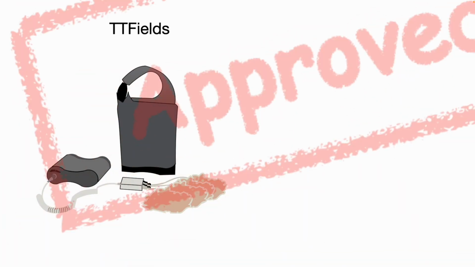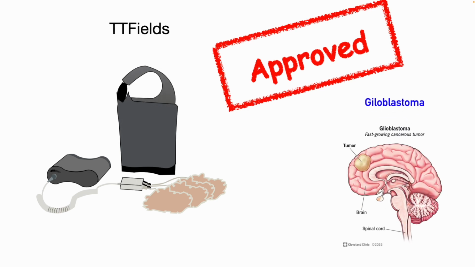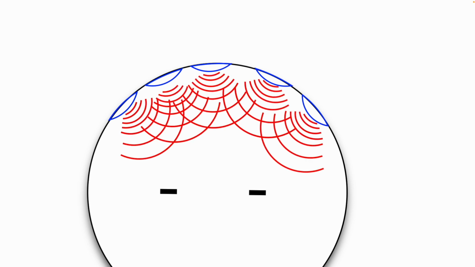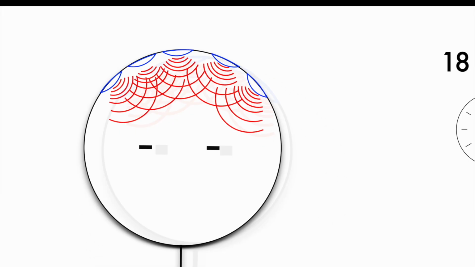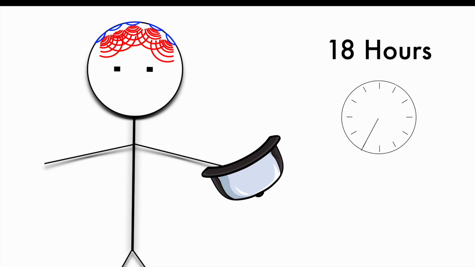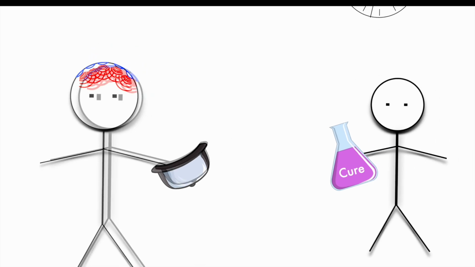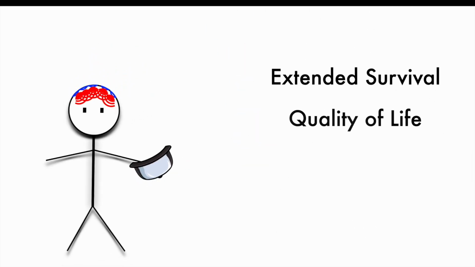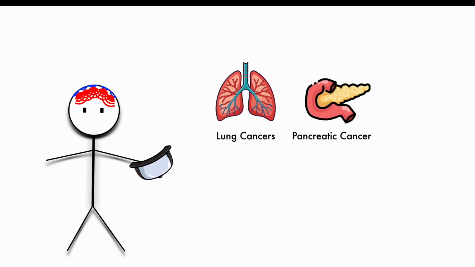TT fields are already FDA approved for glioblastomas, which are aggressive and common brain tumors. To use TT fields, electrodes are placed on the patient's head and they are used to generate an electric field. TT fields are continuous treatments, meaning patients who undergo TT fields must wear them continuously for 18 hours a day. Although TT fields are not a definite cure to glioblastoma, they can extend survival and improve quality of life. TT fields are also being developed for other cancers apart from glioblastoma and are showing exciting progress on that front.